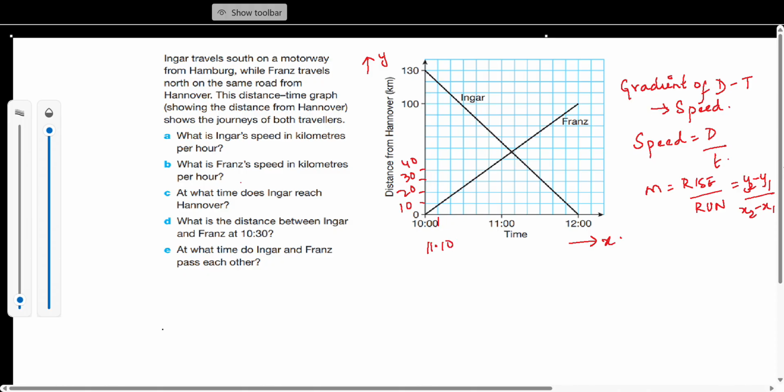Okay, so now let us start with A. What is Inga's speed in kilometers per hour? Inga's is the downsloping line. It is nothing but the gradient of the graph. We can take the entire thing. The distance is 130 kilometers from 10 to 12. She takes 2 hours. It is kilometers per hour, so the SI unit is fine. 65 kilometers per hour should be Inga's speed.